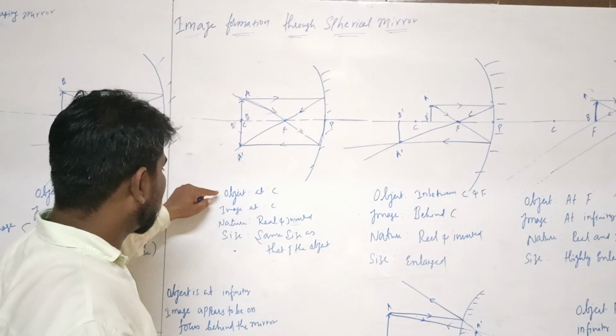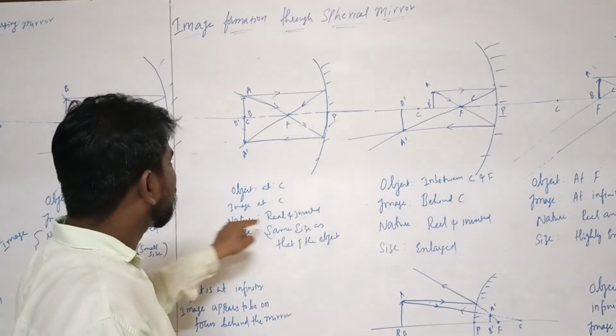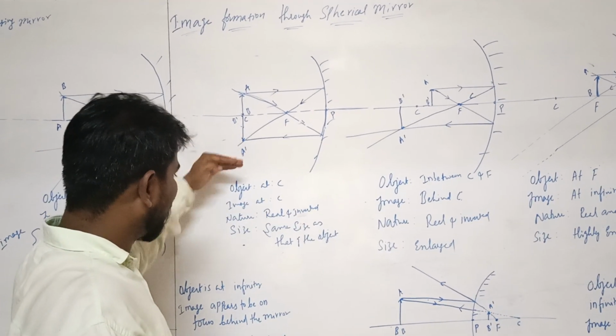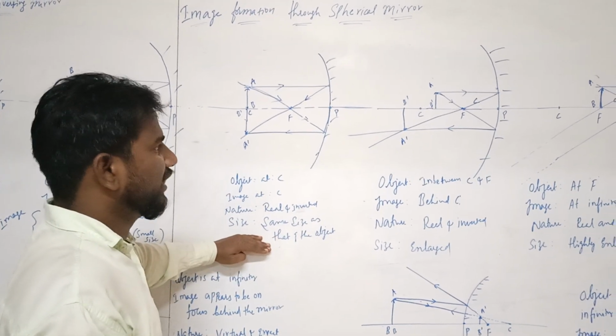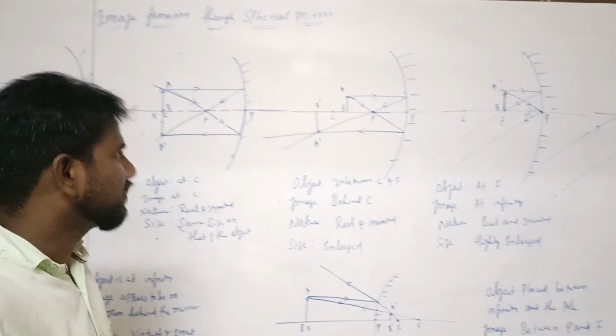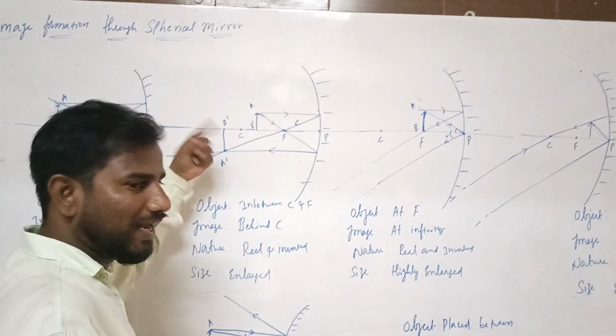So we will see some points. Object is at C, image formation is also at C. Nature: real and inverted, upside down. Size: same size as that of the object. Okay. Now coming to another case. We kept the object at C in the last case.